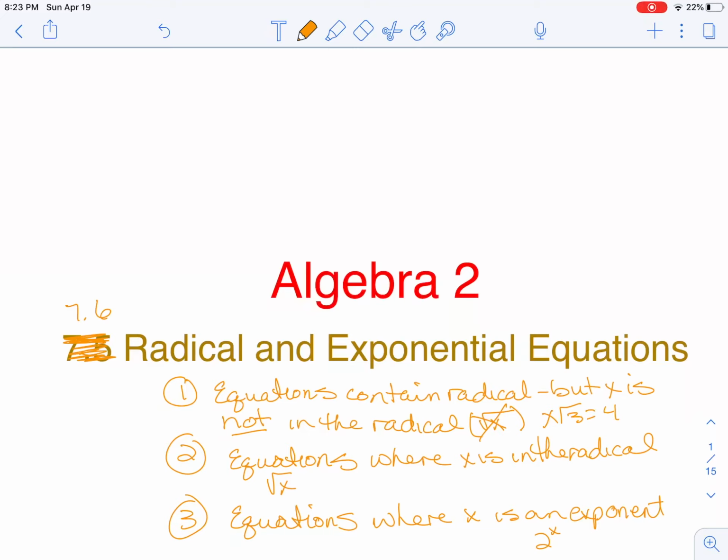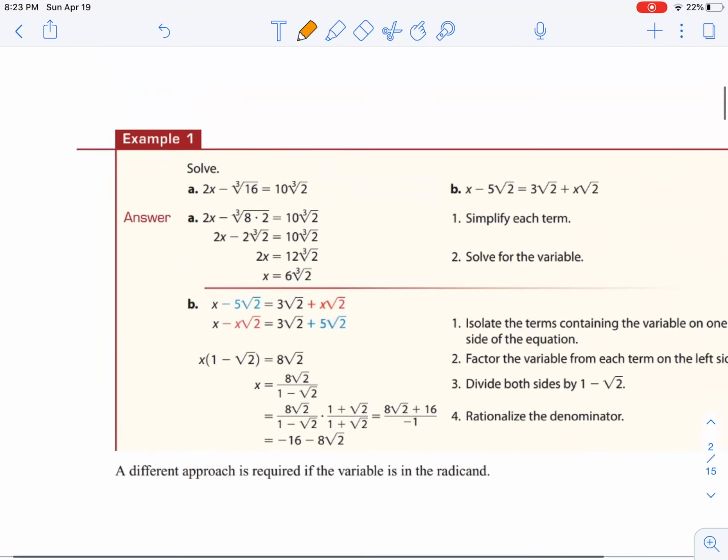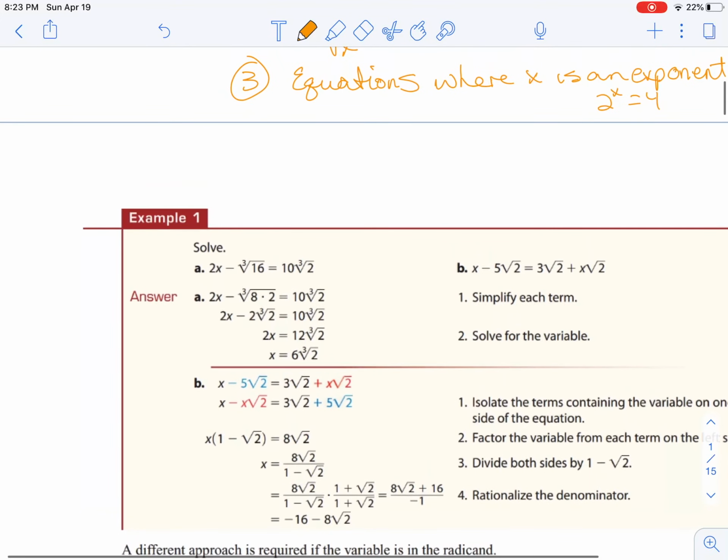The second type is the equations where x is in the radical. And the third type is where x is actually an exponent. So it's 2 to the x power equals, say, 4, and I'm figuring out what x equals. So that's what we're going to be learning today, three types of equations. So let's get started.